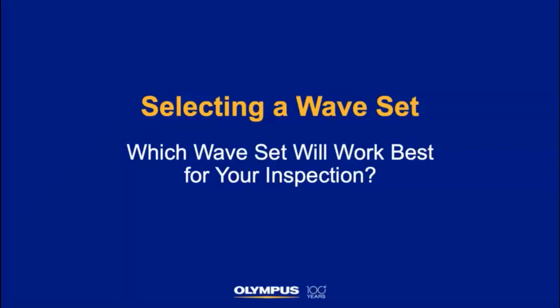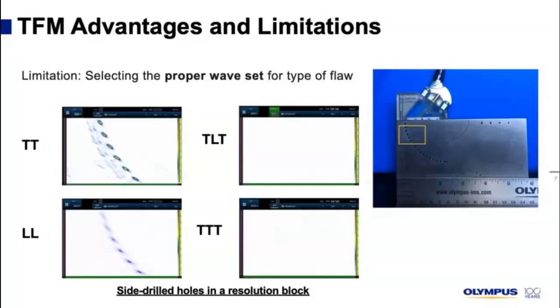So how do we select the right wave set? How do we know which one will work the best for a given inspection? As I mentioned, there are many advantages and limitations to some wave sets. And in the limitations, it's important to understand that if we don't select the proper wave set for a given inspection, we can miss defects altogether.